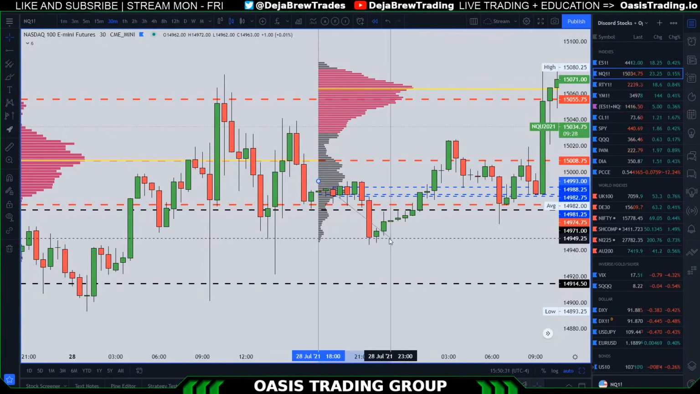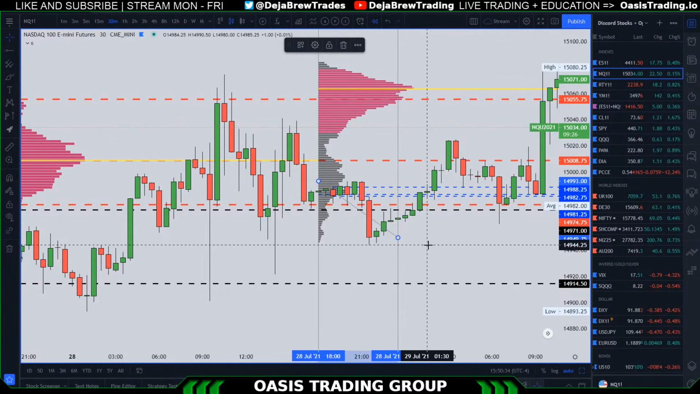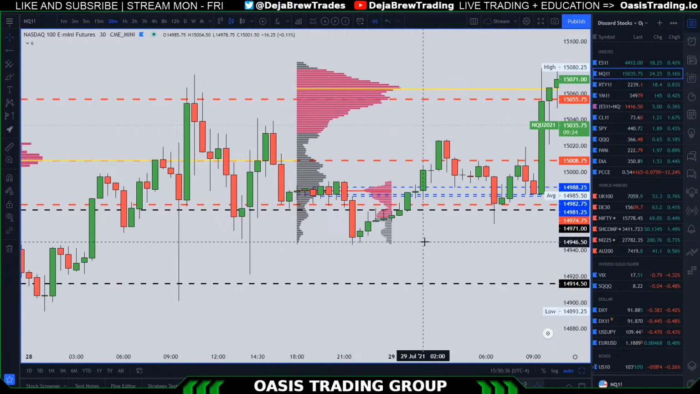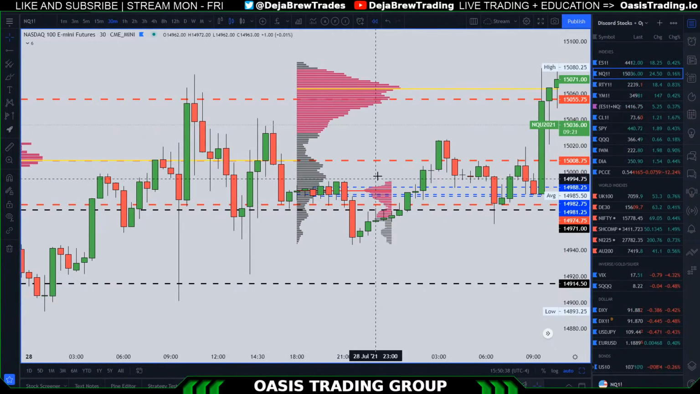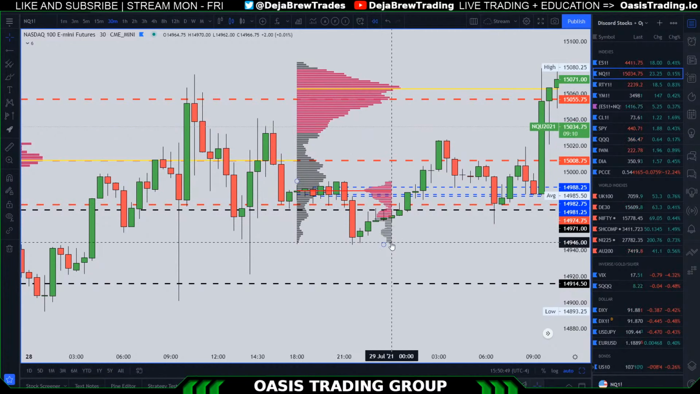So actually here, you might not have shorted this. Let's go back to here. Okay, you might not have shorted that because most of your volume is still towards the high. So you're still in a bullish profile. So the bullish profile might have scared you away from shorting that. But either way, you would have got stopped out for a pretty small loss.